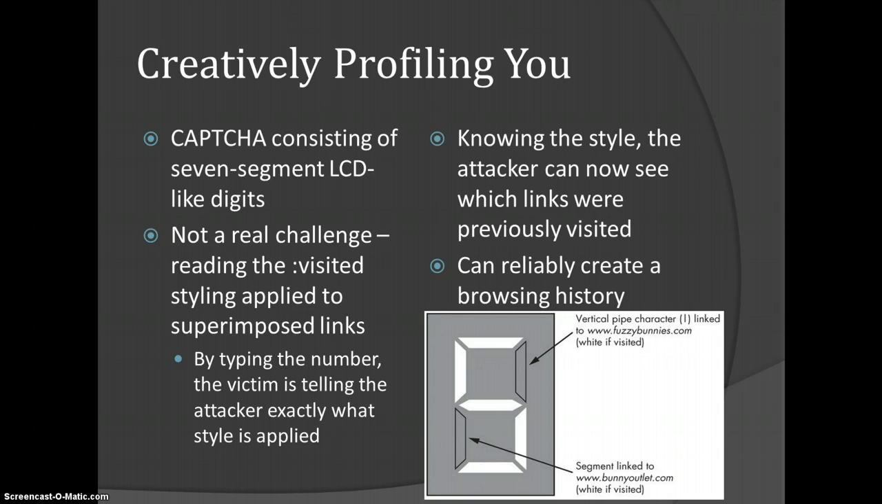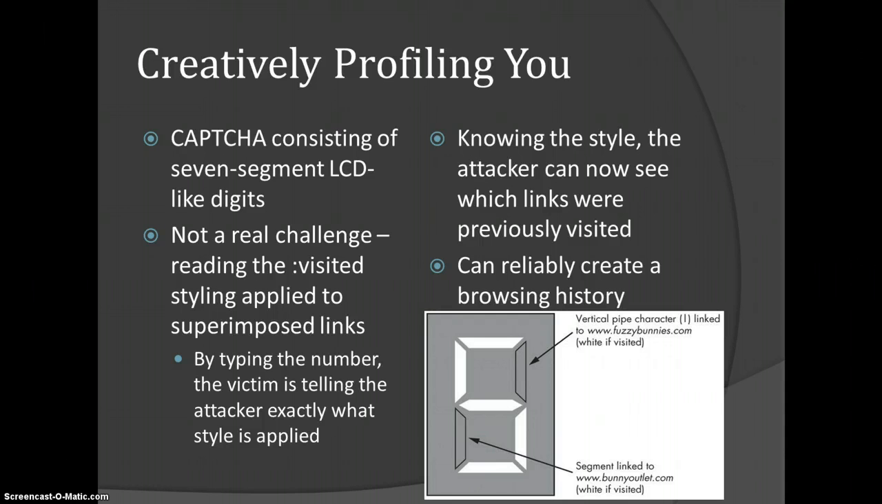But the idea is the user is presented with a fake CAPTCHA consisting of LCD-like digits, like you see down there. It's not a real challenge. It's just reading the visited styling applied to some superimposed links. These can be any links that the attacker wants to know about. The attacker can't see directly what's being presented to the user, but by typing the number back, the victim is unknowingly telling the attacker exactly what style is applied. So the attacker can look at that and see which sites have been visited, and it's been proven that this can pretty reliably create a browsing history.